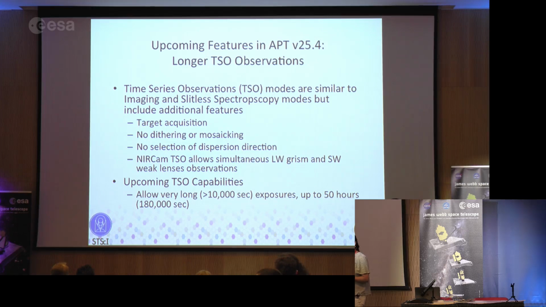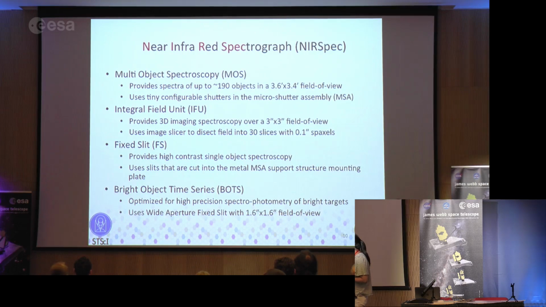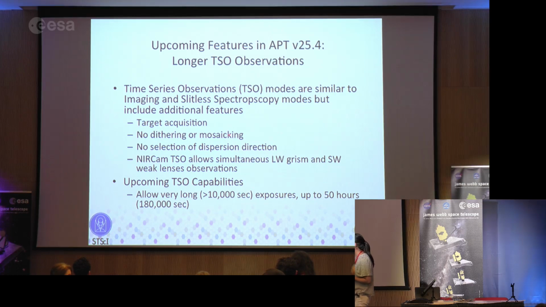So one of the features that I wanted to highlight, again, upcoming in APT version 25.4, is a change to some of the TSO modes. So I highlighted a couple of the TSO modes for NIRCam and one of the modes for NIRISS already. The way that TSO modes are distinguished from the regular observing modes is they all include target acquisition, they don't dither, there's no selection of the dispersion direction. And so the new upcoming capability is to allow very long exposures. So this is greater than 10,000 seconds or up to 50 hours.